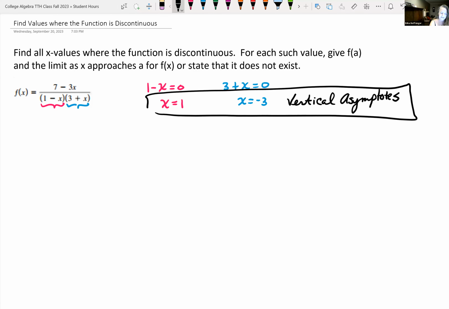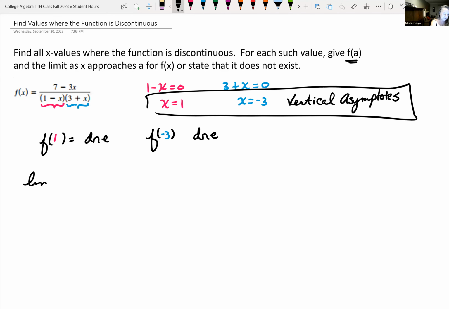It wanted us to find f of a at each one of these values. Well, f of 1, like I mentioned, makes our denominator equal to 0, so it's undefined. This does not exist. Same thing with f of negative 3. This sets our denominator equal to 0, so it does not exist.